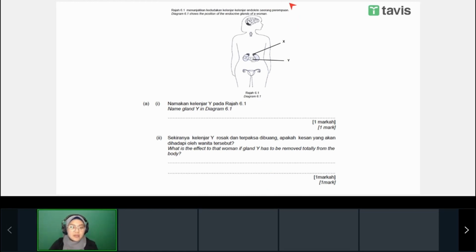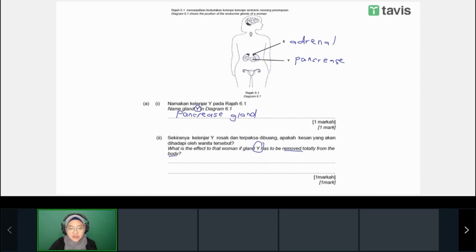Also the same endocrine gland of a woman, but now it asks about the adrenal gland, and why show the pancreas? Name gland Y in diagram 6.1. Gland Y is the pancreas gland. Number 2: what is the effect on that woman if gland Y is removed totally from the body?